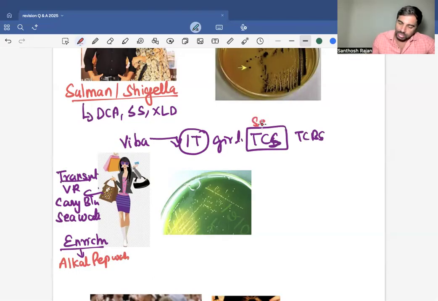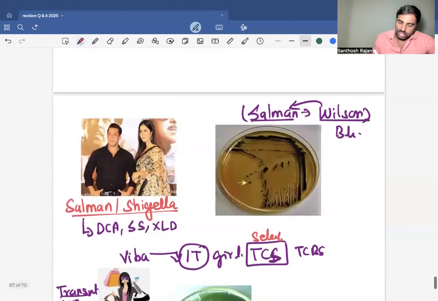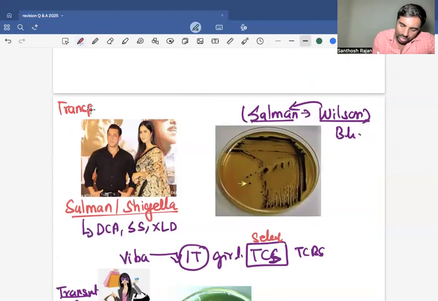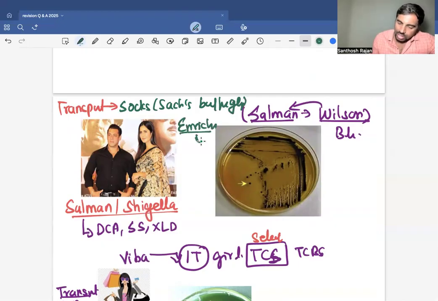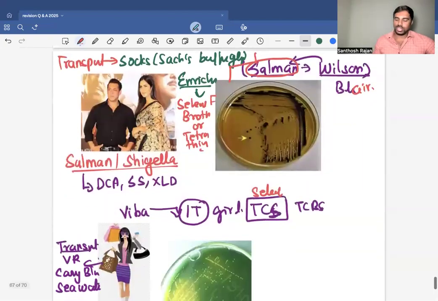Whereas Salmonella and Shigella, for transport, they always wear socks, so that is Sach's buffered glycerol. But for enrichment, they drink broth: selenite F broth or tetrathionate broth. Only Salman, as a special medium, has Wilson Blair. Remember that, it's a very important point.